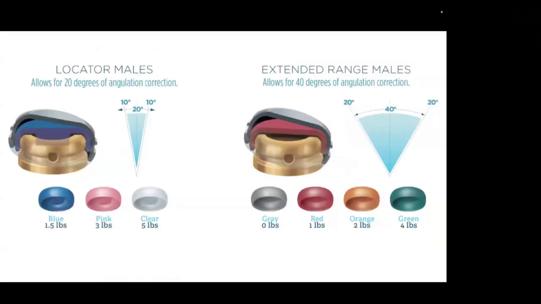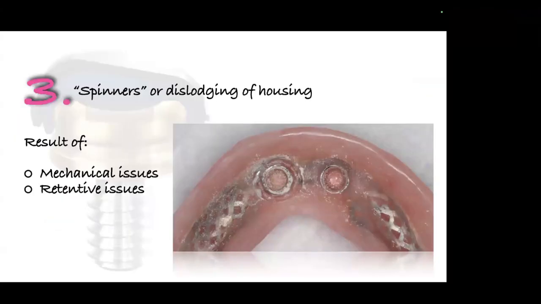So let's just touch on this real quick. Different types of attachments here: you have your traditional on the left, your extended range on the right. I really don't want to get into this because it's not really a parts and pieces lecture. It's more of troubleshooting. But if you have questions, I can address those at the end. So we talked about the ball attachment. What happens with the ball attachment is the head can wear and then you lose your retentive element and then it needs to be changed. I haven't seen that loosen up, mostly just wear.